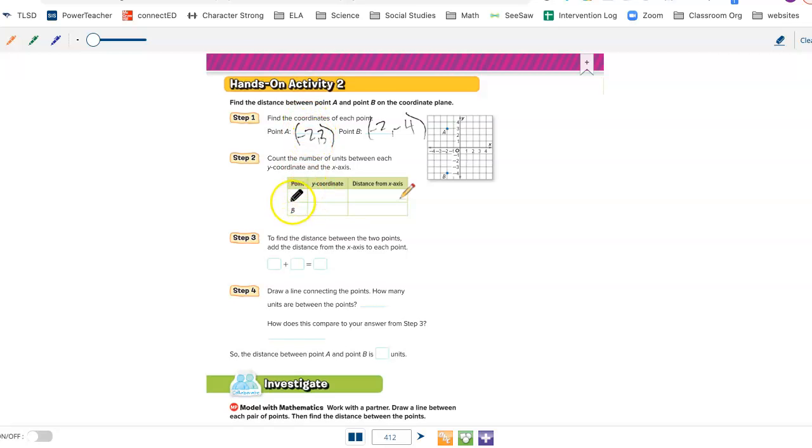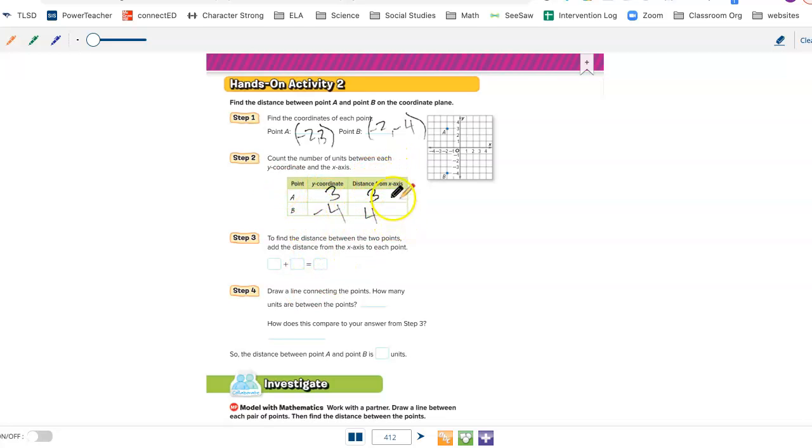So point A's y coordinate is 3. Point A's distance from the x-axis is 1, 2, 3. B, the y coordinate of B is -4. And the distance from the x-axis is 1, 2, 3, 4. So that's where that absolute value is going to come in play. We're talking about distance, especially when we get these negative numbers. We really want to know just the distance from the x-axis.